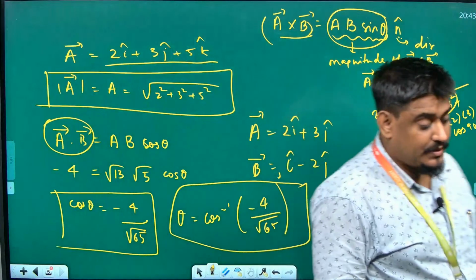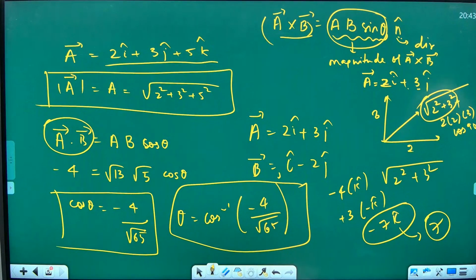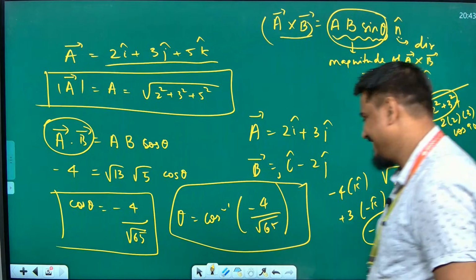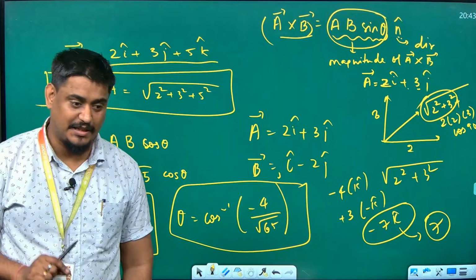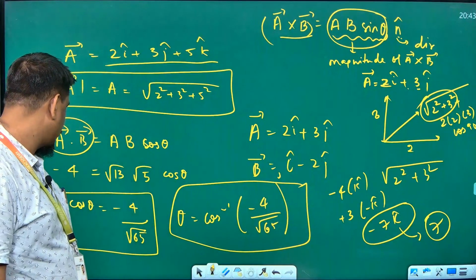Is it clear? Not clear, no? Next question. The second question is the real level of question that can be expected in the examination. I am solving both the questions now, the ones I gave.